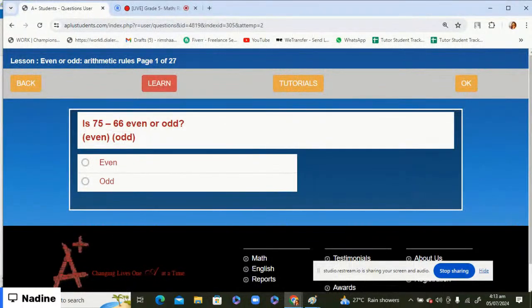Look at here the question. Now there is a test question, that is 75 subtraction 66, is it even or odd? Let's check.